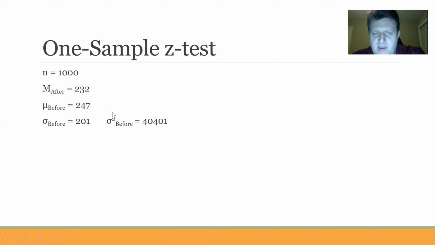And I did not give you the population variance, but I could easily calculate it by squaring this number right here, squaring the standard deviation. And sometimes I might do that just to give myself all of the data in case I might need the variance for the problem.